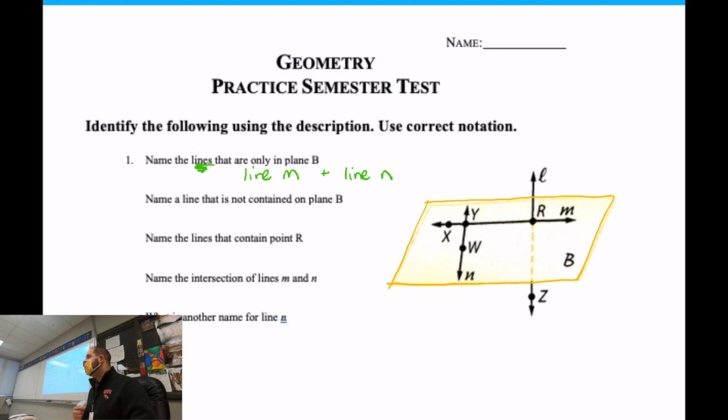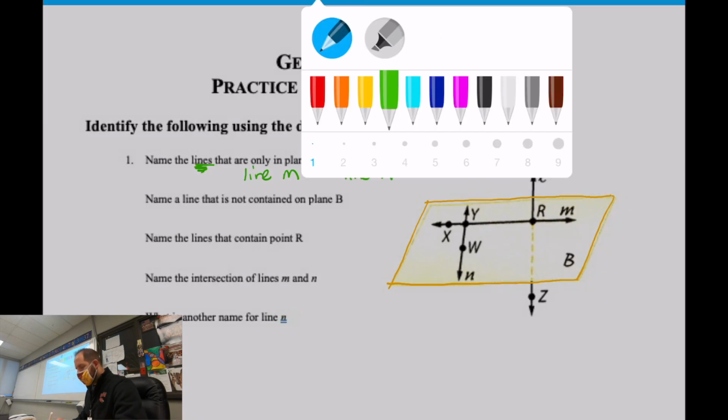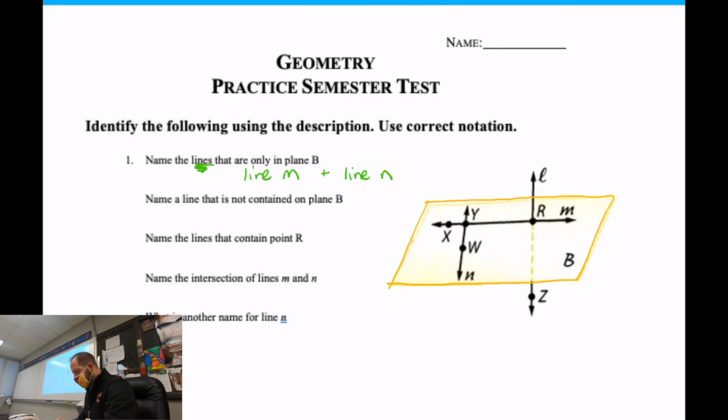Now, if you chose not to give it a cursive letter, like line M or line N, what was another way we could write those? What's another way I could write line M here? XR, with a line. Yeah, so line M could be written as XR with the little arrows above it. Or you could call it YR, or XY. You have a couple different options for that line.